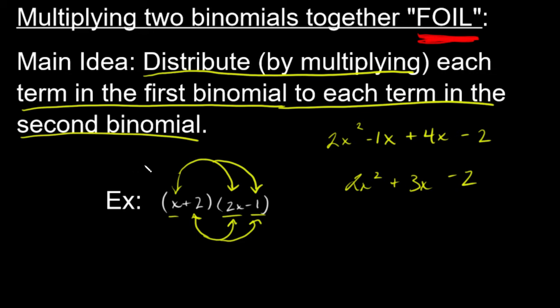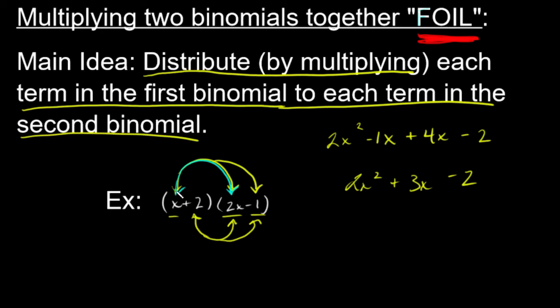Okay. Now, the reason why we call it FOIL, in case you've forgotten, or in case you never learned, is that it guides you through what you're distributing to what in a way that's pretty arbitrary, but that's the way they do it. So they say that the F stands for the first terms. So you take the first term and the first term, multiply them, which we did. Then the O is the outside terms, or the outer terms.